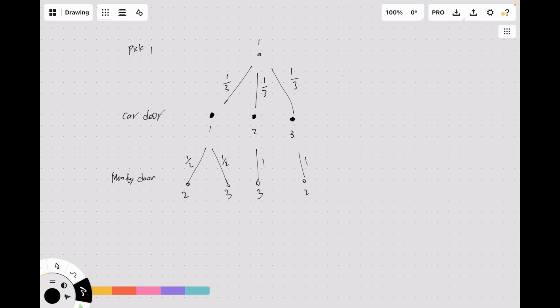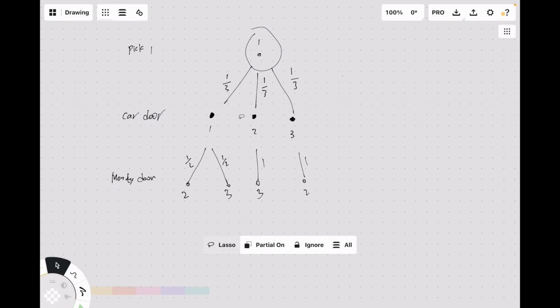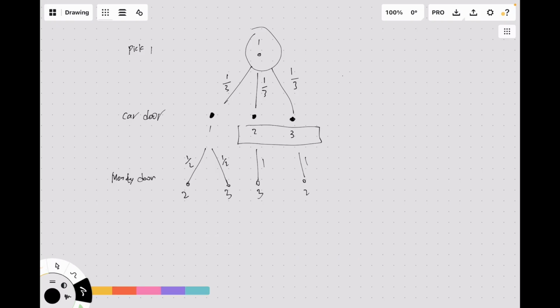So if you choose door number 1 initially, Monty sometimes can open door number 3, sometimes door number 2. And in those 2 cases, if you switch from door number 1 to door number 2 or door number 3, you get the car. But in this case, if you switch from door number 1 to door number 3, or to door number 2, you don't get the car. The car was behind door number 1.